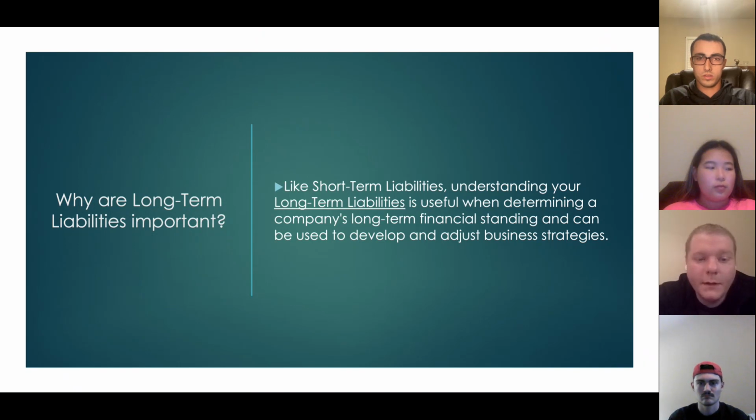So why are these important? Like short-term liabilities, understanding your long-term liabilities is useful when determining a company's long-term financial standing and can be used to develop and adjust business strategies.